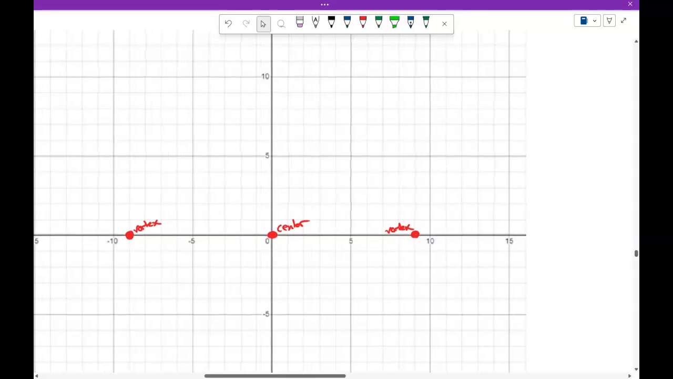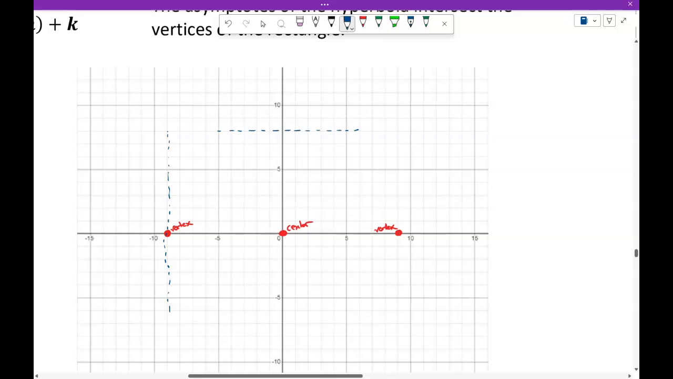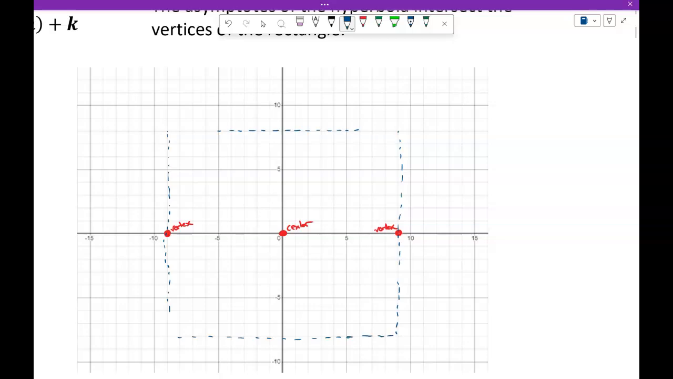And so if we take our graph here, we're going to use a dotted line to represent our fundamental rectangle. So through the vertices, draw a little bit straighter than that. Oops, that's too low. It would be a negative 8. Here we go. And so we just want to connect all of these together to get this imaginary rectangle.